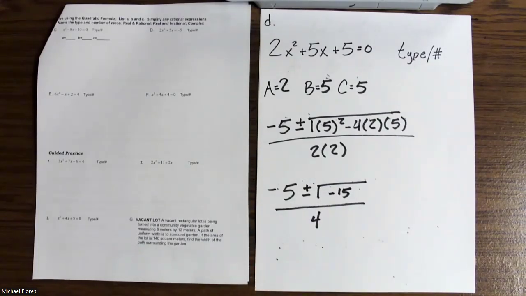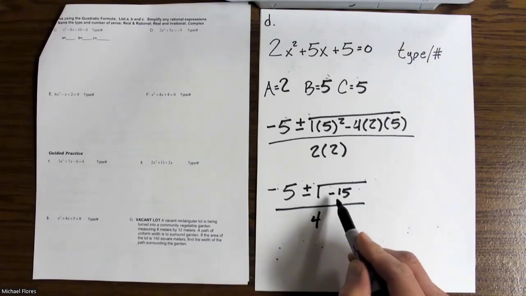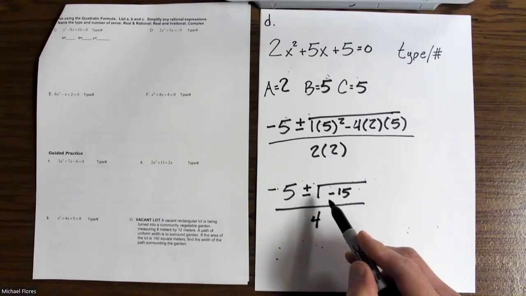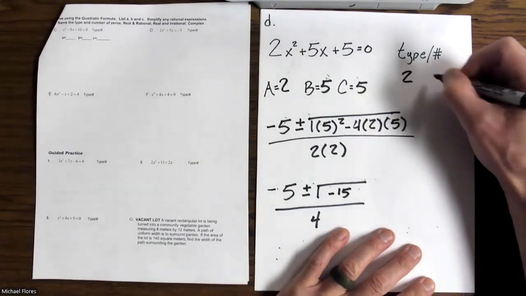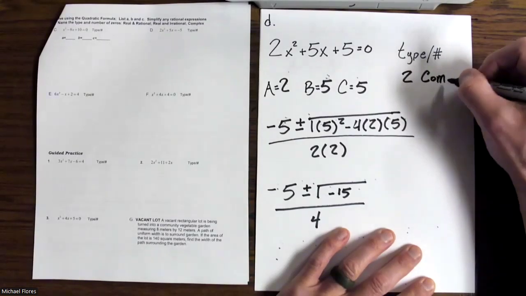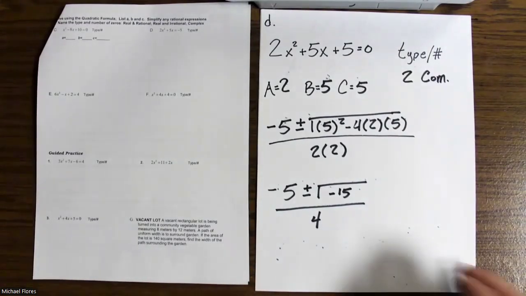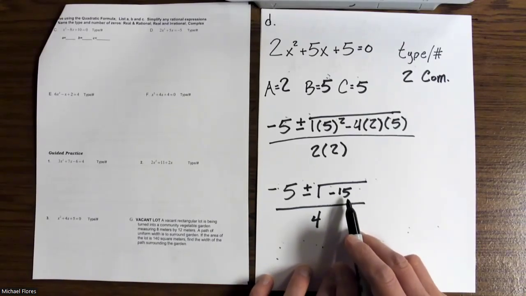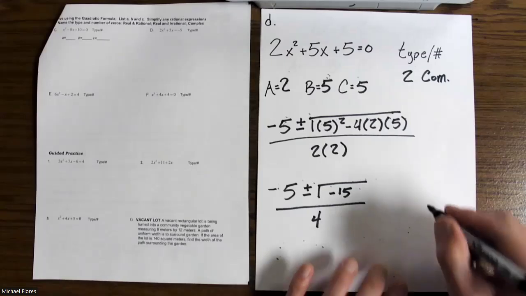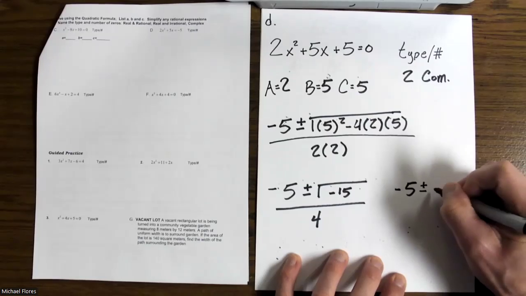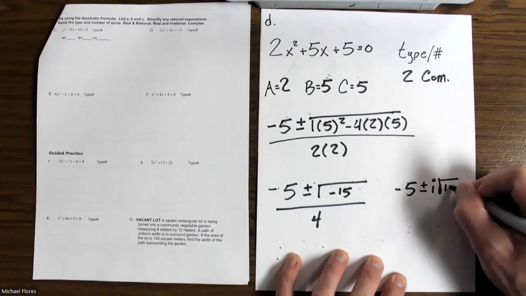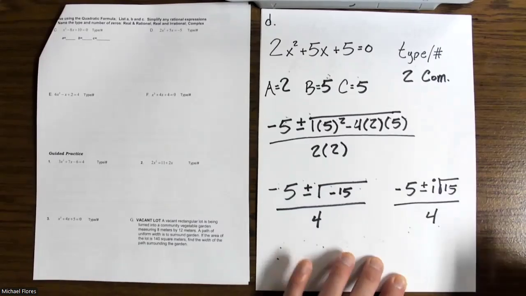Our discriminant is -15. That tells us the type of solutions we're going to have. If that number inside the root is negative, you are going to have 2 solutions, but they are going to be complex. They are going to be imaginary. So 2 complex solutions. The square root of 15 will not reduce any further, so it looks like our final answer is going to be -5 plus or minus i root 15 all over 4.